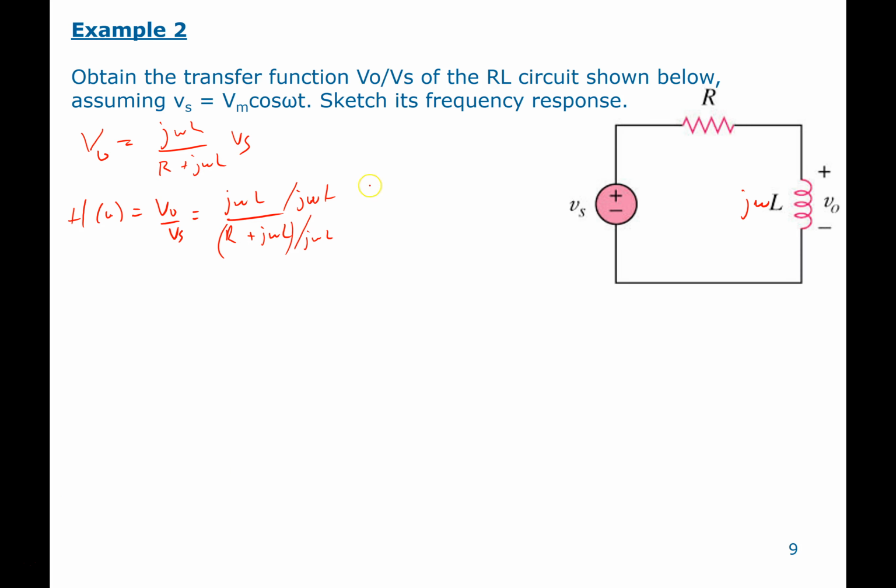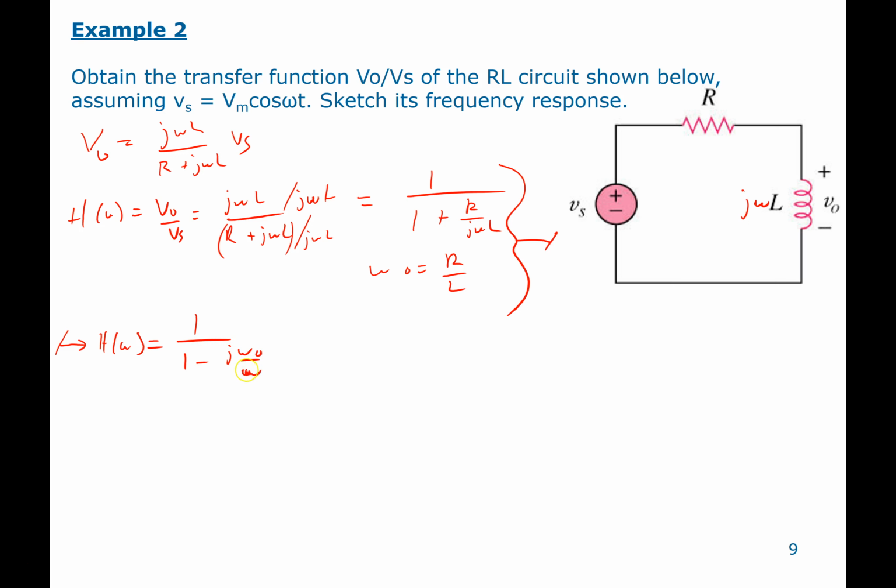And what you get is that this equals 1 over 1 plus R over j omega L. So it's a little bit of massaging, and again, we can let omega 0 equal R over L. And that tells us that our H of omega is going to equal 1 over 1 minus j omega 0 over omega. A little bit different now. The omega is below instead of above.